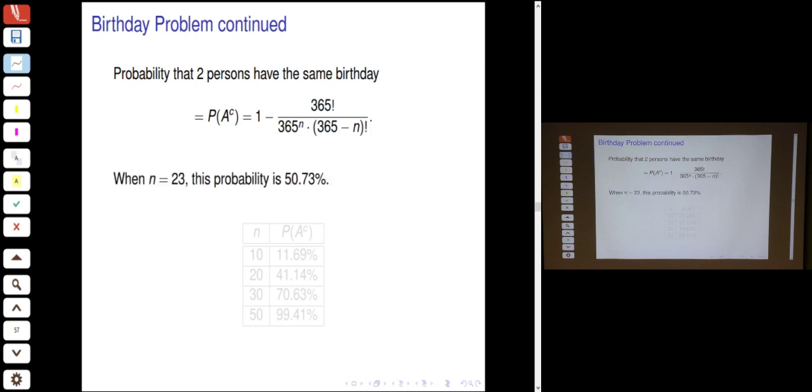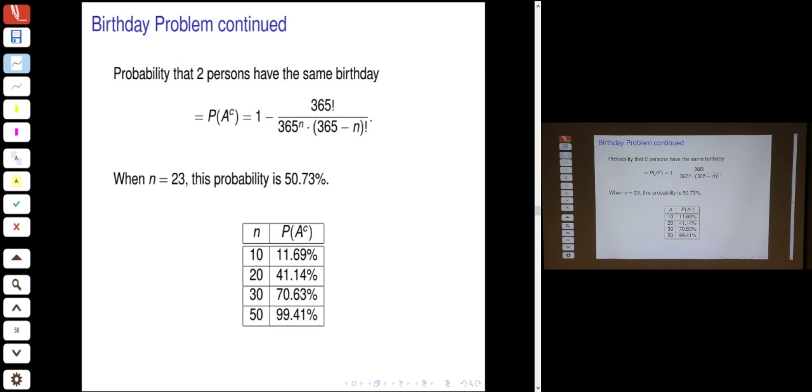So now let's plug in n. The critical point is n equals 23. If you plug in 23, you get more than half chance: 50.73. Now if we have 10 persons, the probability of getting two persons with the same birthday is just 11.69, so it's like 1/10. So it's not a very big chance.